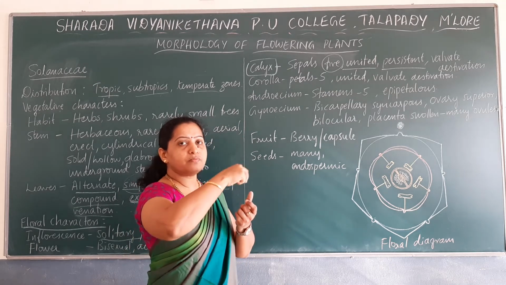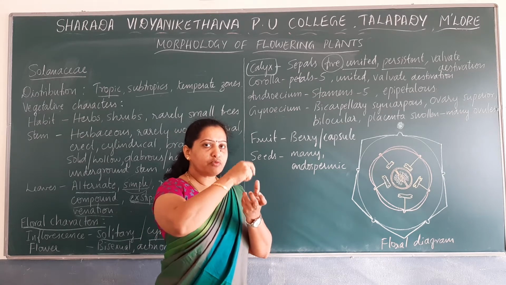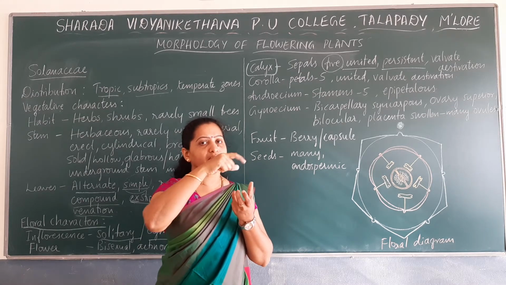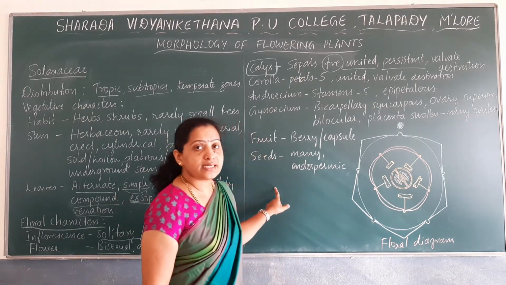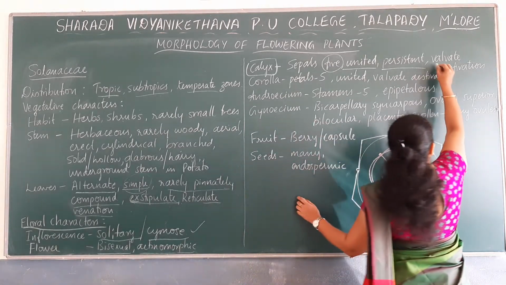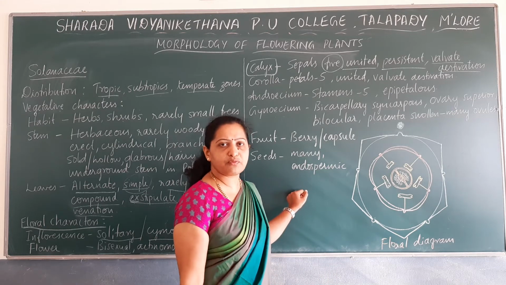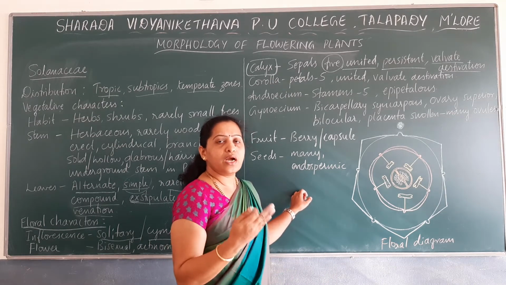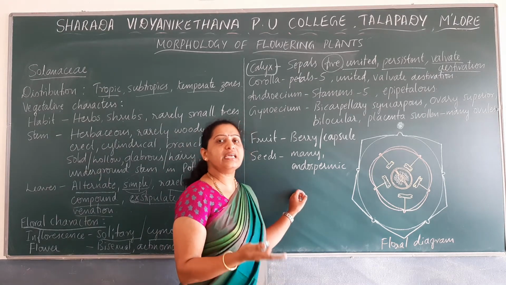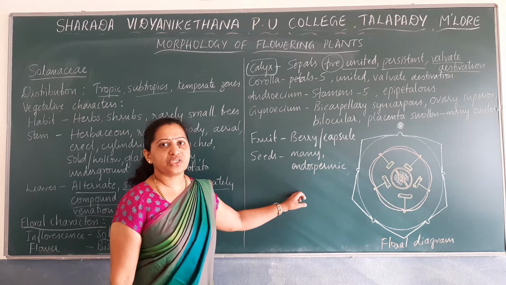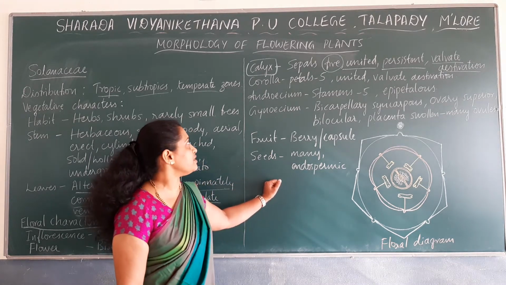Attached to the pedicel of a flower or the stalk, the tomato fruit will be having sepals attached to it. That is known as persistent sepals or persistent calyx. Then type of estivation, valvate estivation. We have noted down different types of estivation: valvate, twisted, then vexillary. So the type of estivation found here in the calyx is valvate estivation.